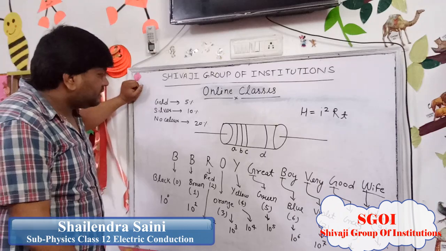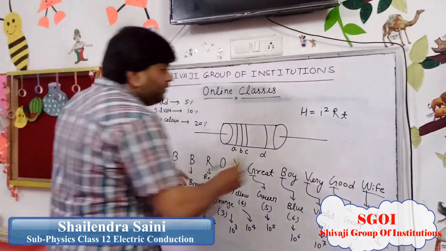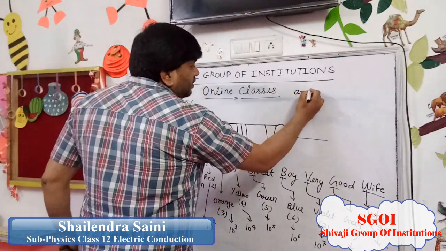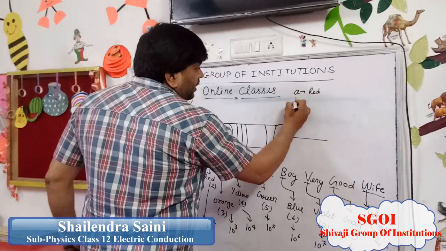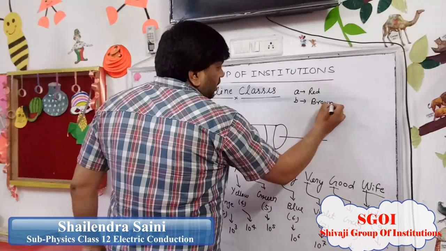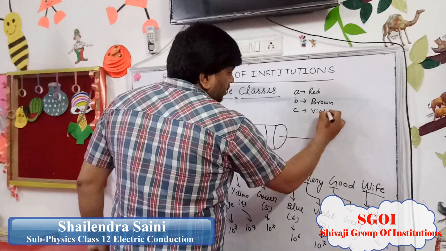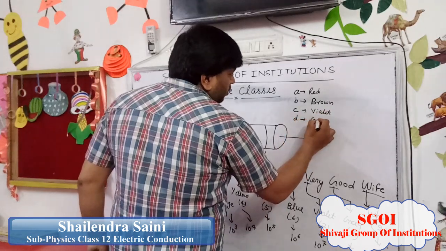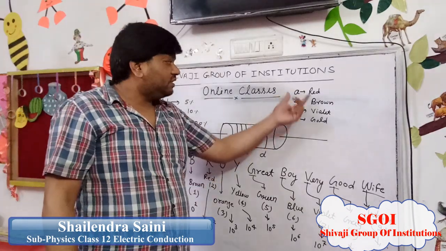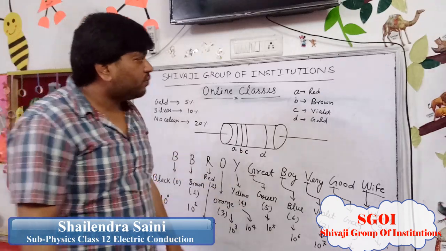So let's take an example to understand it in a better way. Here we are writing an example. Suppose the first color band A is red, B is, we can say, brown, and C is, let's take violet, and D is gold. So what would be the value of this resistance on the basis of this color coding? Let's solve this problem.